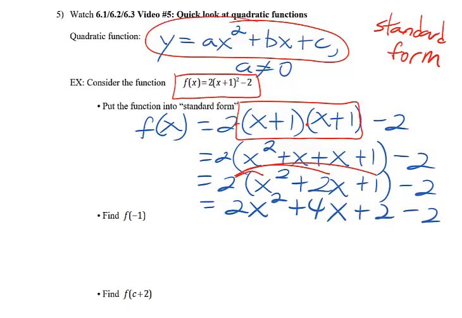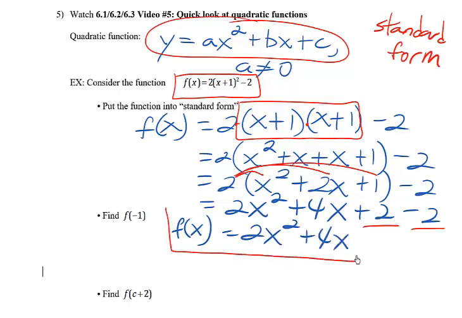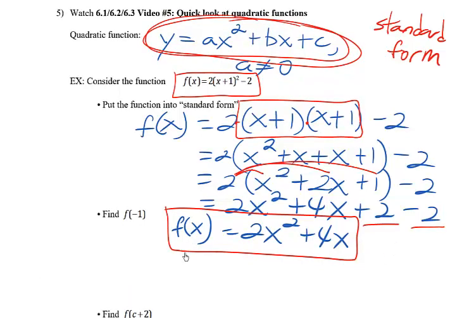And then I have a couple of like terms at the end. It's interesting because they actually wipe each other out. My final answer here, f of x equals 2x squared plus 4x. I have now put this thing in standard form. It matches that pattern. The a would be 2, the b would be 4, and the c would be 0 since it disappeared. Well, let's use this function now that we have it in the standard form.